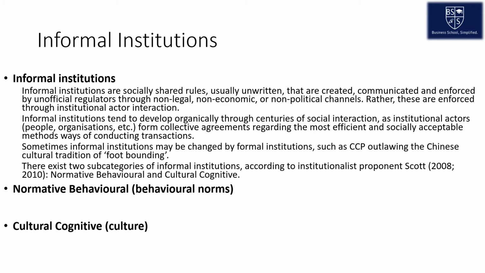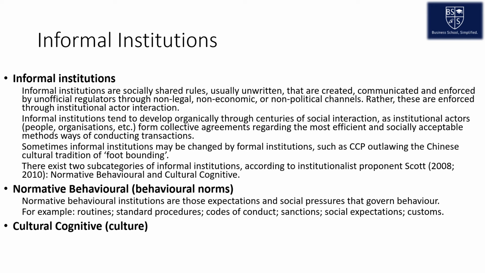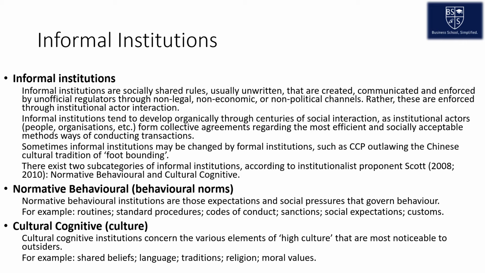Informal institutions may be categorized broadly into two subsections, according to the new institutional economics proponent, William Scott. These being normative behavioural and cultural cognitive. Normative behavioural institutions are the social expectations and pressures that determine behavioural norms such as routines, standard procedures, codes of conduct, sanctions, and so on. Comparatively, cultural cognitive institutions compose the various elements of high culture, such as language, shared beliefs, and religion.